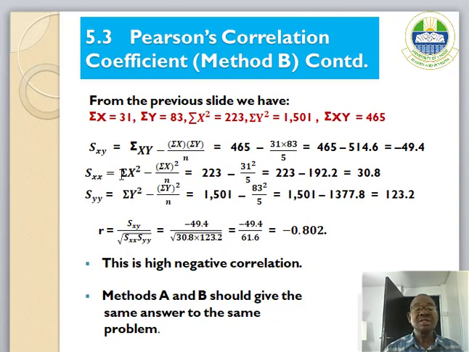Then SXX is sigma X squared, here is sigma X squared, minus sigma X all squared, that is 31 squared, and get the answer. Similarly for SYY. Then when you have done all these computations, you then bring the value of SXY here, SXX here, and SYY here. That's how we have this value, which is this. And this is indicative of high negative correlation.